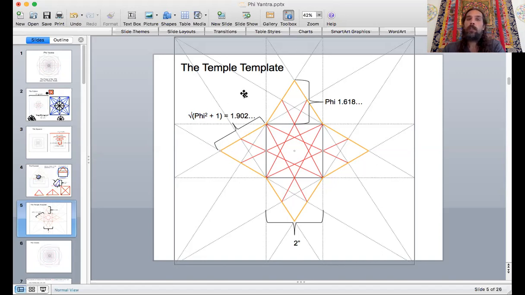So okay, the temple template. This is the template that I was just showing you. That's a portion of the Phi Yantra without all the circles and everything. I scaled this one up to the 2-inch scale.